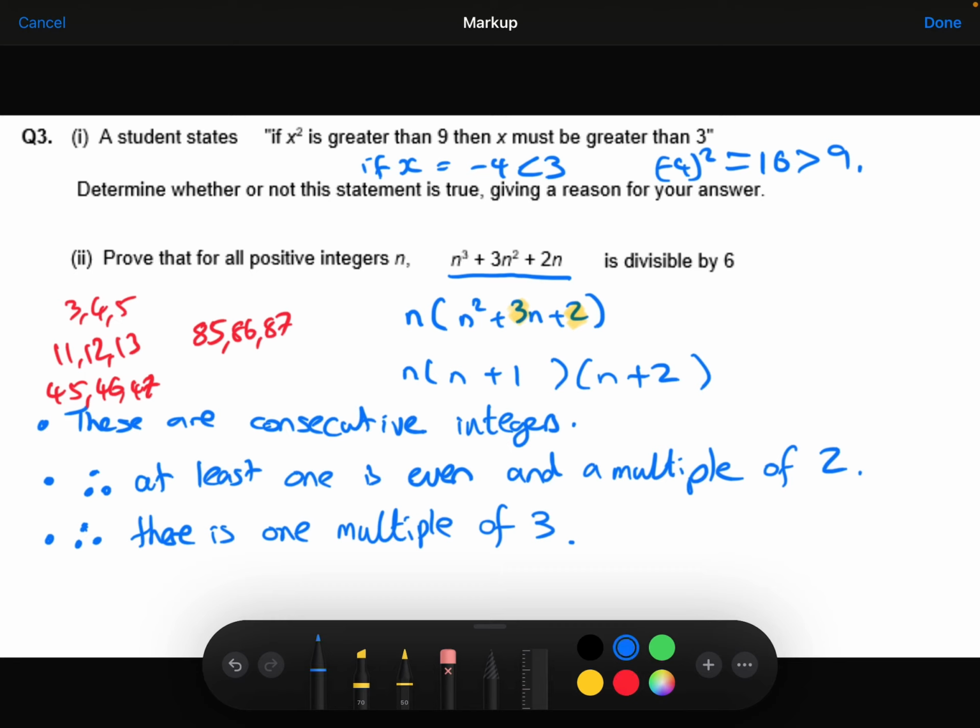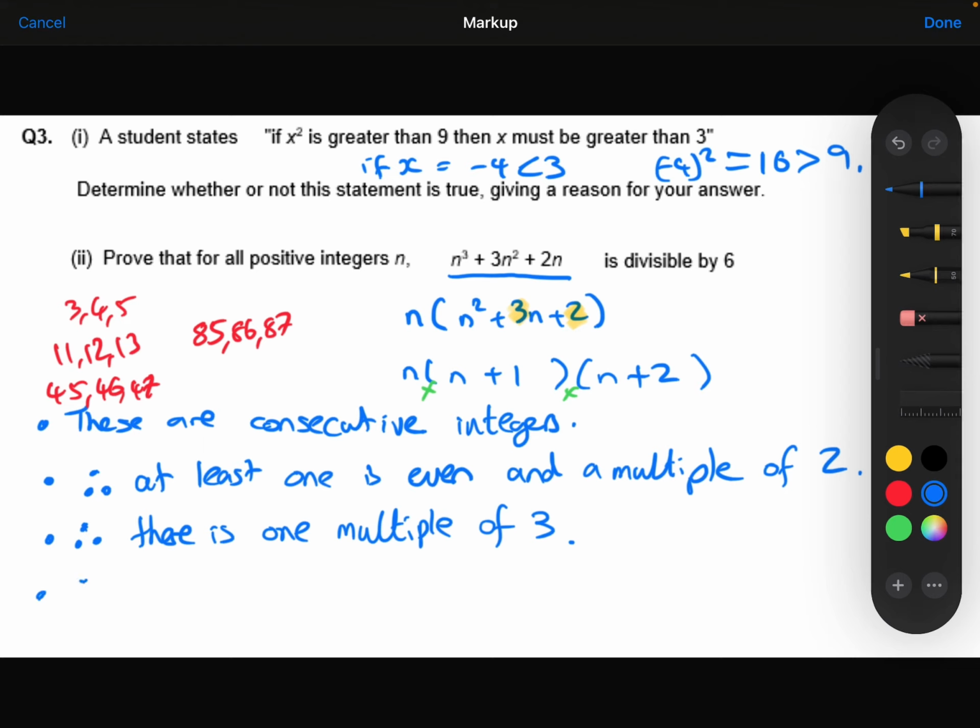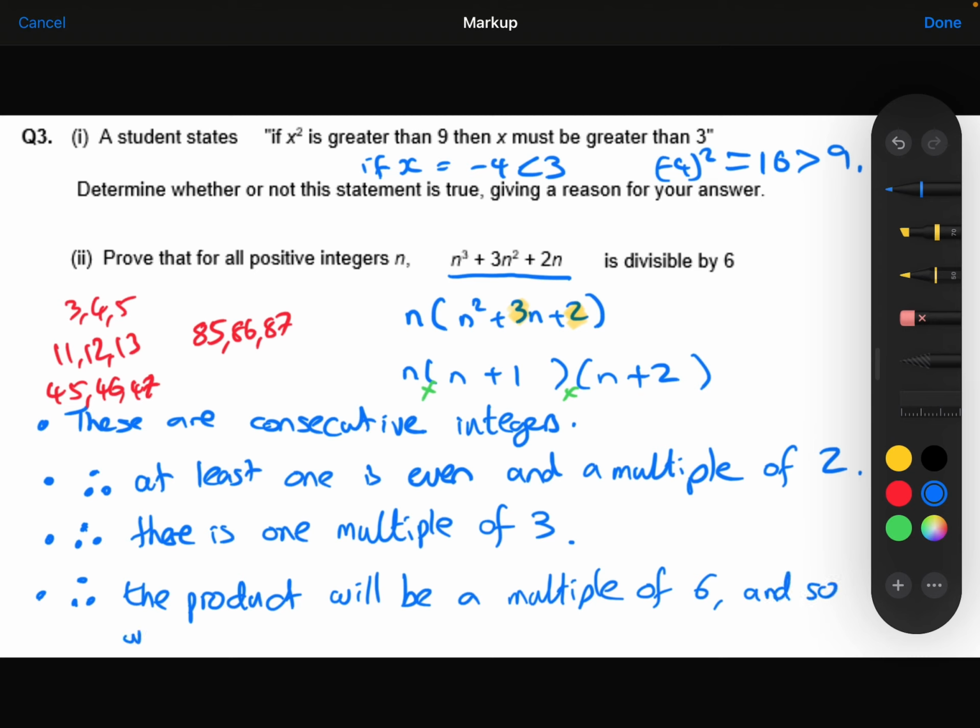So if one of them is a multiple of 3, and at least one of them is a multiple of 2, when they get multiplied together, which they do because these are factors, the multiple of 2 and the multiple of 3 will make the result a multiple of 6. So therefore, the product will be a multiple of 6, and so will be divisible by 6. And we're done.